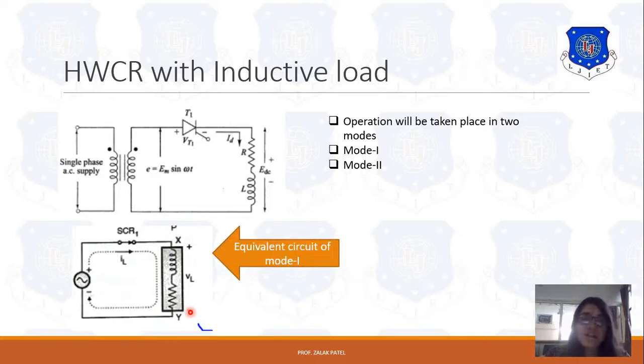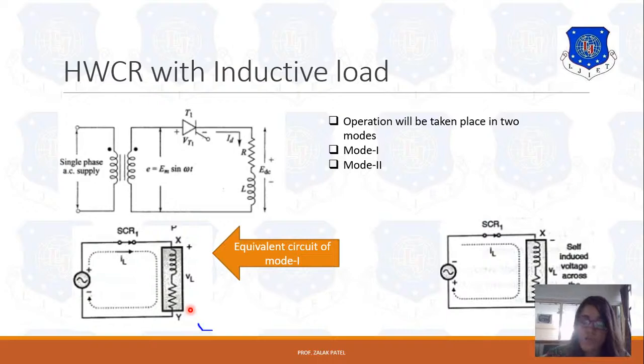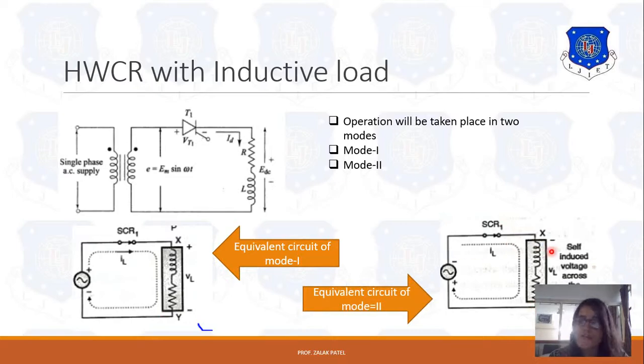Now this is the equivalent circuit of mode 1, and over here you can see that for mode 2 the polarity of X and Y is in the opposite direction, meaning this is the equivalent circuit of mode 2 where the polarity of X and Y is in the opposite direction. X is at negative polarity and Y has the positive polarity. So now according to it, let's see the operation as well as the waveform.